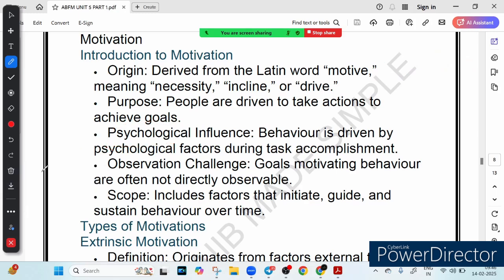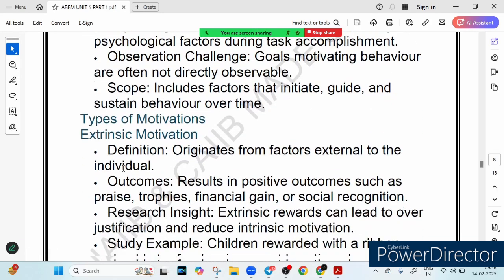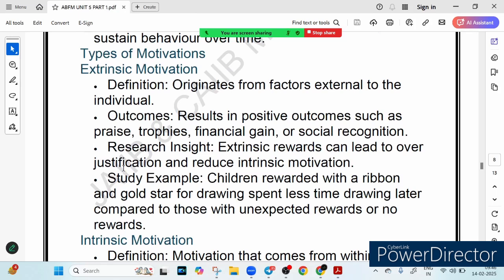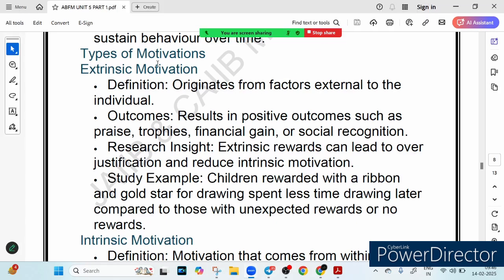Now let's talk about the types of motivation, the main part of the discussion here. What really drives us? There are two main types of motivation. The first is called extrinsic, the second is called intrinsic. Let's break it down with a real world example. First of all, let's talk about extrinsic motivation. Let's talk about what extrinsic motivation is all about.